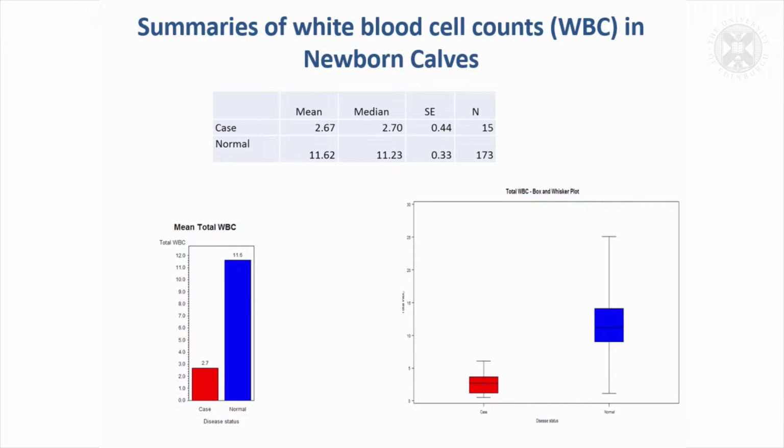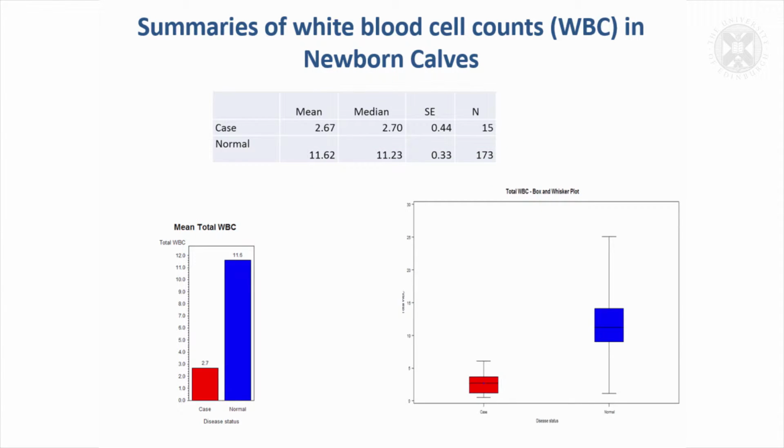Another thing you want to do is to say, well, how accurate is that mean? If I took another 15 calves who were cases, would I get this mean again, or would I get something a bit different? Well, you probably can see straight away you would get something different, but you want to know how different it would be. And this standard error is a measure of how different a second mean would be. So you would expect a second mean to differ on average by 0.44 from this mean of 2.67. So it's reasonably accurate. And then you've got quite a small standard error for the mean for the normal calves as well. So yeah, you can do it numerically.